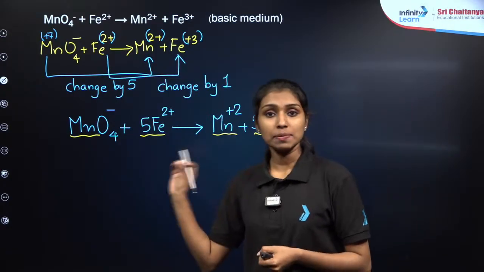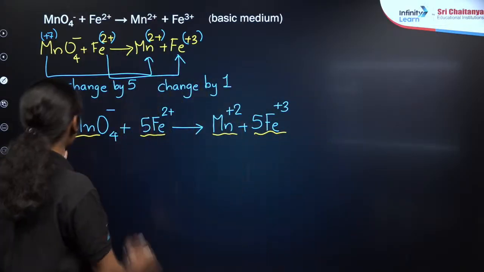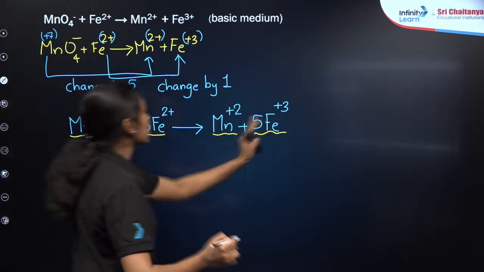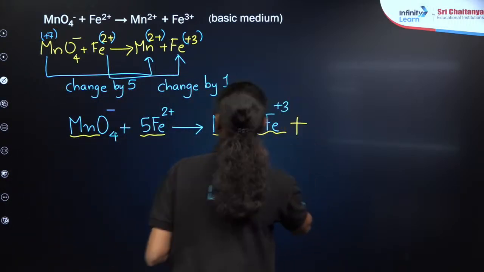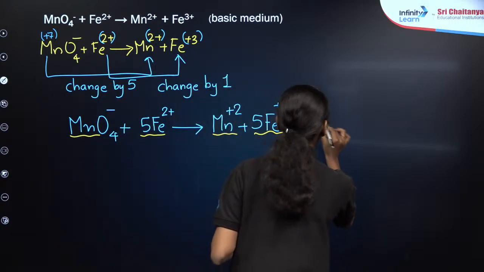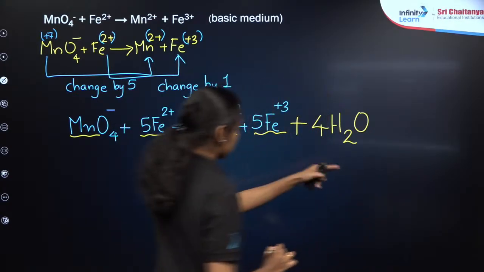How many oxygen atoms are present on the left hand side, I mean the reactant side? 4, right? 4 oxygen atoms are present. But on the product side, there are no oxygen atoms. So we can add that many water molecules. How many water molecules? It is 4 water molecules, right? I am adding 4 water molecules in order to balance the oxygen atoms.